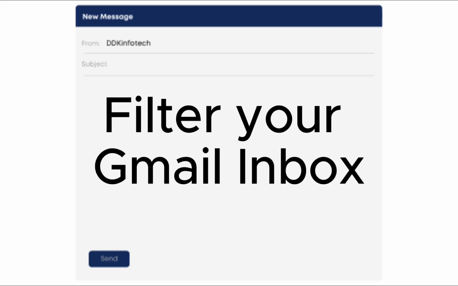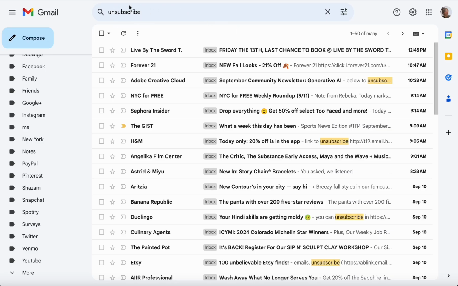If you want to stop getting spam emails in your main inbox, follow these simple steps. In your Gmail, type unsubscribe in the search bar at the top of your inbox. This will reveal all the mailing lists that your email address is subscribed to.